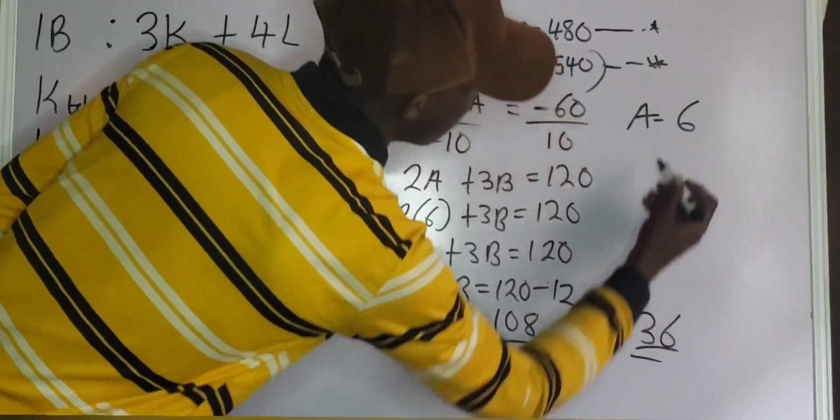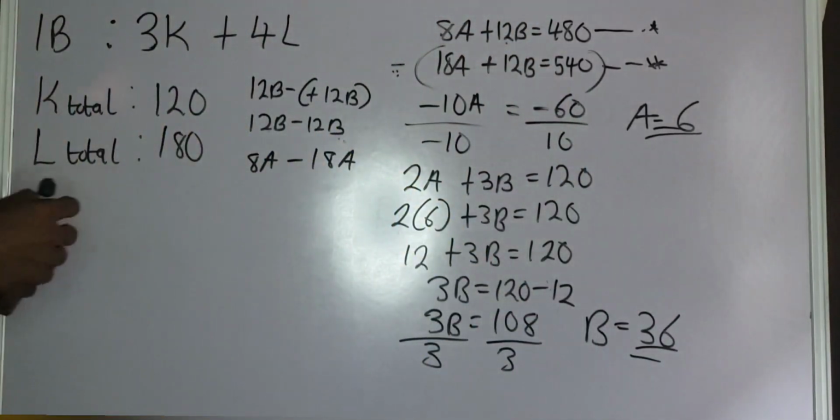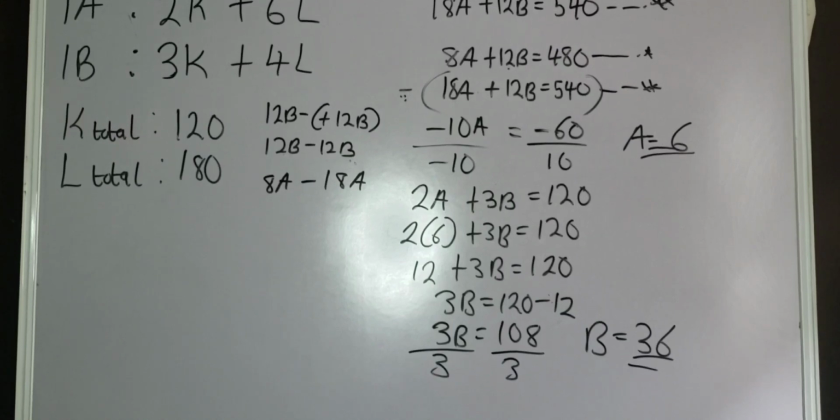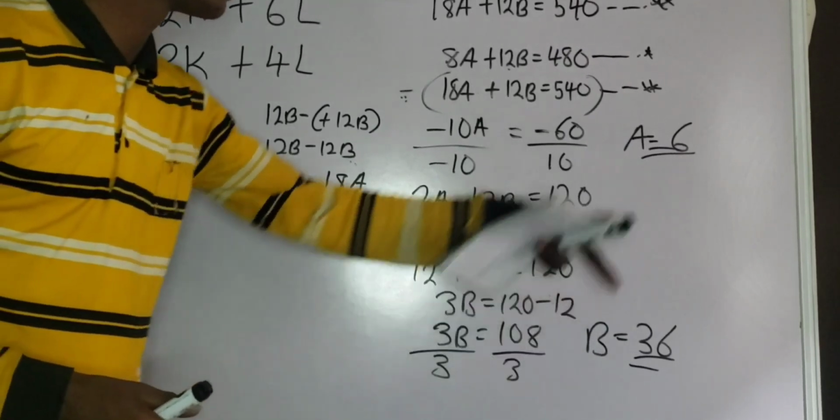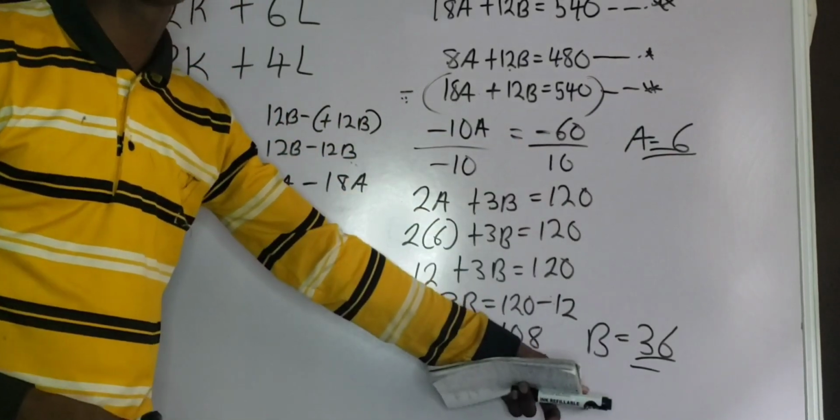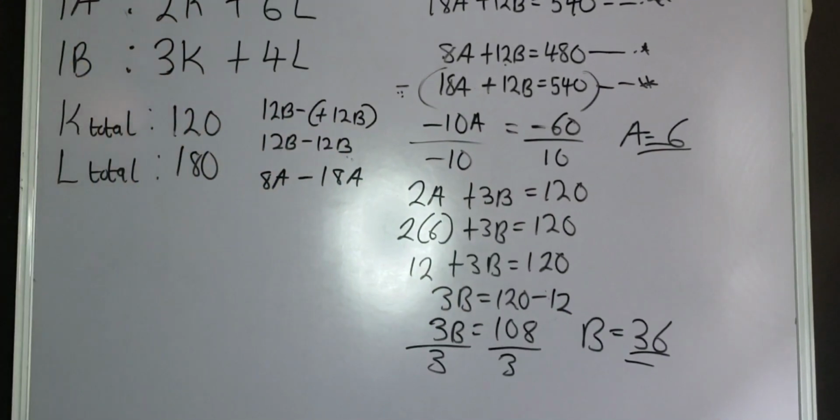So in order for the firm, you know they gave us the firm in the question, so make use of the firm. Okay, for the firm to use up all the available inputs k and l, the firm has to produce 6 units of a and 36 units of b. So that is the solution to the question. See you in the next class.